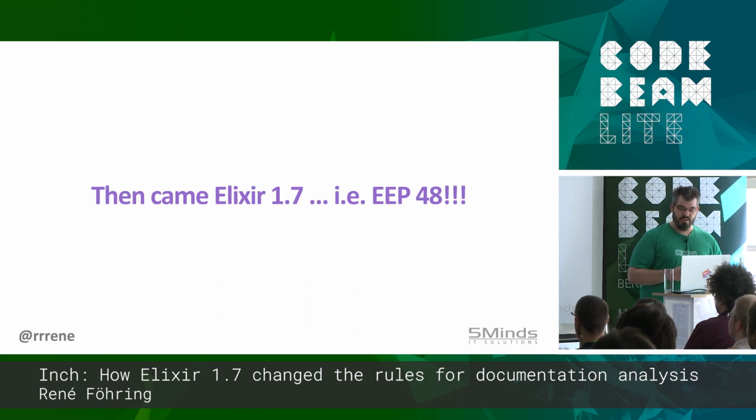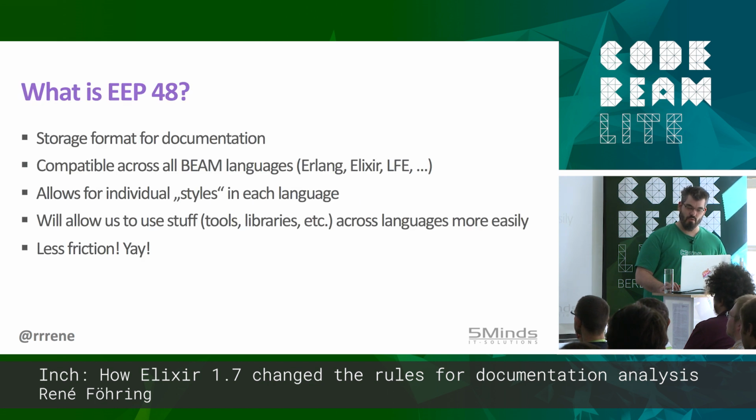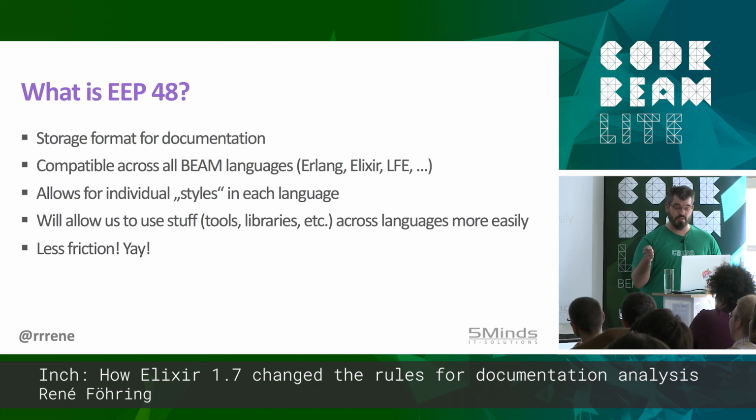And that is because the new rage, of course, is Elixir 1.7, and with it, EEP 48. Now, EEP 48 stands for Erlang Enhancement Proposal 48, and it describes a unified storage format for documentation, which is compatible across all BEAM languages. To clarify, this still leaves room for individual styles in each BEAM language while unifying how all the BEAM languages store their documentation. This will allow us to use common tools and libraries across BEAM languages in the future, and this means less friction, and that's great.